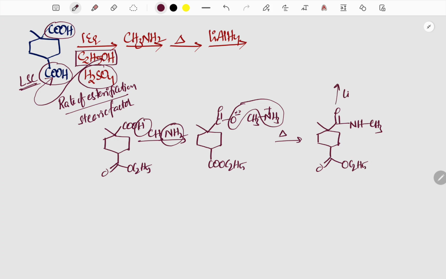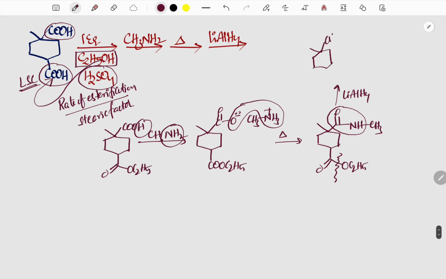Now it is treated with LiAlH4, a strong reducing agent. So here this amide undergoes reduction and the ester undergoes reduction. When the amide undergoes reduction, it gives the corresponding CH2NHCH3. And the ester undergoes reduction and forms the corresponding alcohol, and the leaving group is alcohol. So this is the ester part reduction and this is the amide part reduction in the presence of LiAlH4.